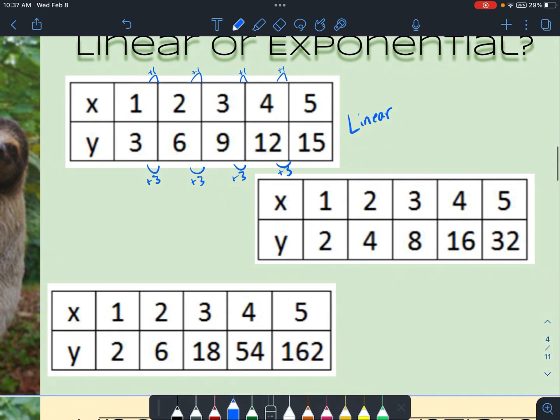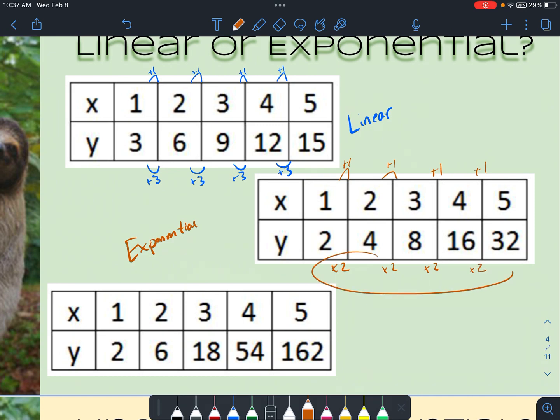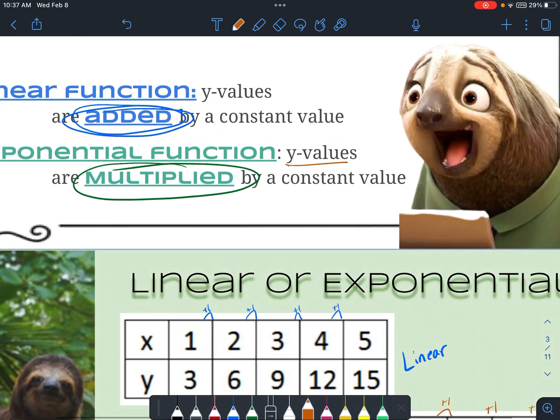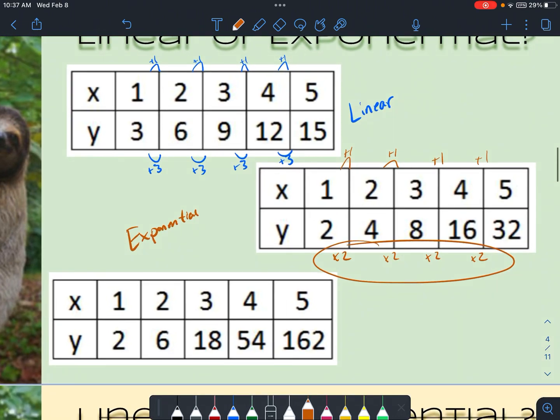Down here on these next two, in fact, they're going to be exponential, and I'll show you why here. Because we're still adding 1, right? +1 on the top. But on the bottom, you're going to notice that we're multiplying by 2. 2 times 2 is 4. 4 times 2 is 8. 8 times 2 is 16. 16 times 2 is 32. So we are here multiplying the y values. So when the y values are multiplied by a constant value, that's the distinguishing factor.